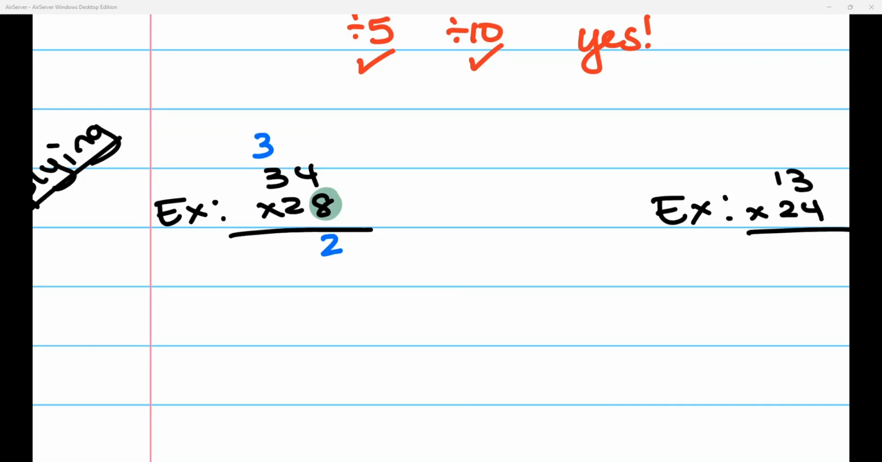3 goes on top. 3 times 8 is 24. But 24, I still need to add the 3. That gives me a 27. And when I multiply the 8s, the answer I got was 272. I am done multiplying the ones.